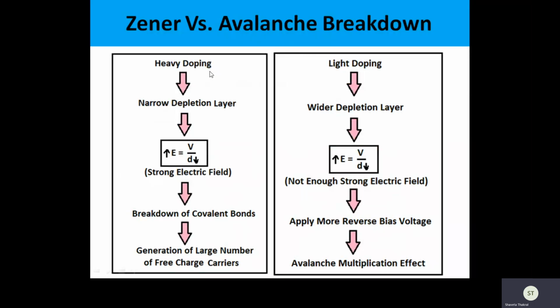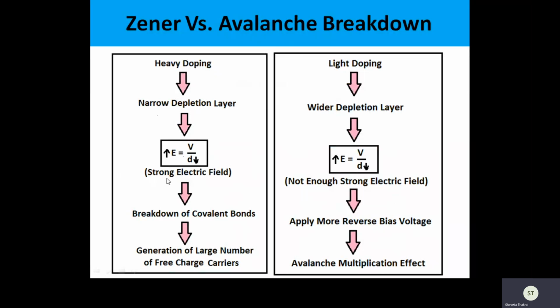So first we are talking about Zener breakdown. Zener breakdown takes place in the case of a heavily doped PN junction diode, where we have the narrow depletion layer, and we are aware of the electric field formula. E is equal to V divided by D, where D here is the width of the depletion layer. As the depletion layer is narrow, what is the relation between E and D? They are inversely proportional. So if D is less, obviously E will be more. So a narrow depletion layer points to a strong electric field.